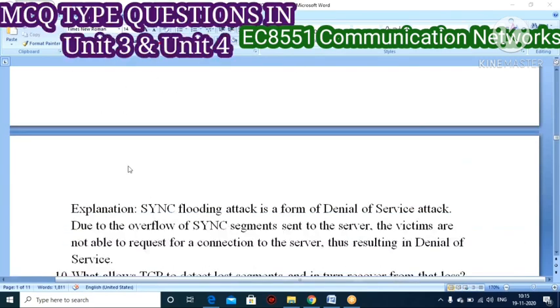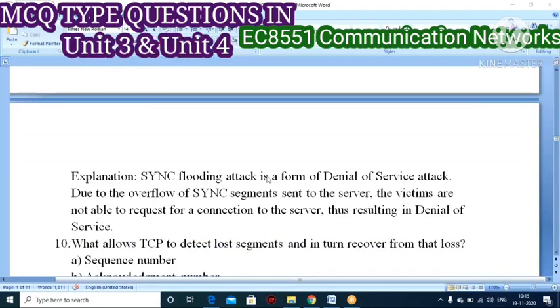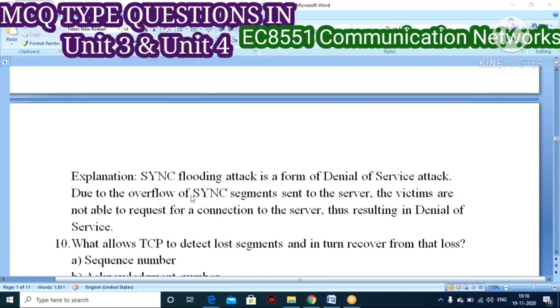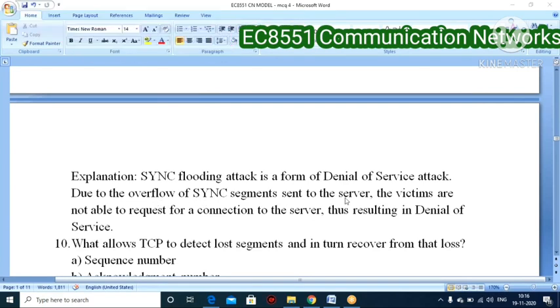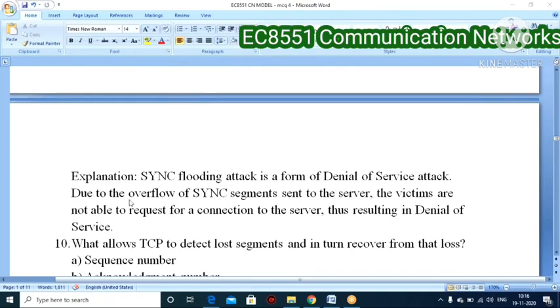Okay, let's check the explanation also. So SYN flooding attack is a form of denial of service attack. Due to the overflow of SYN segments sent to the server, the victims are not able to request a connection to the server, thus resulting in denial of service.